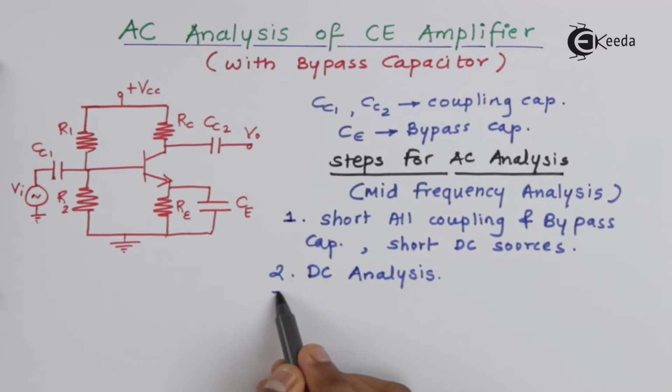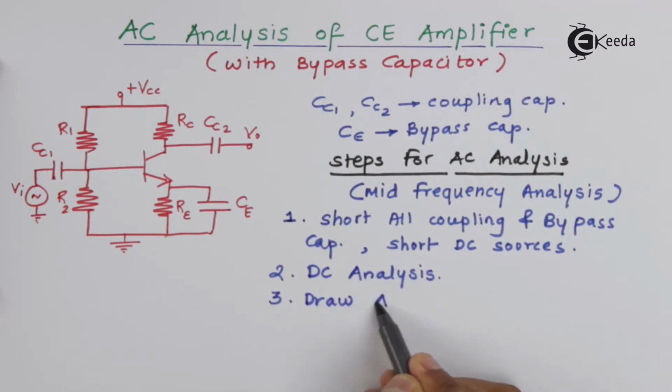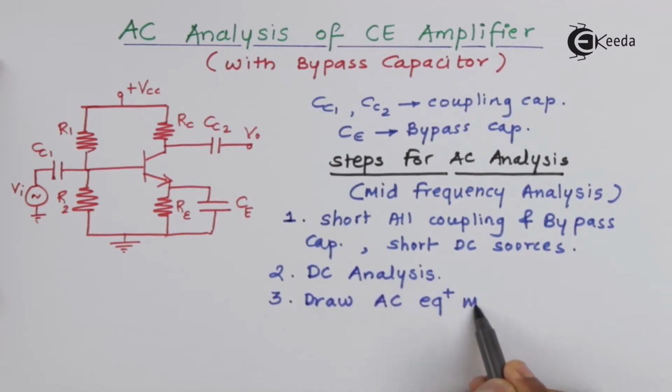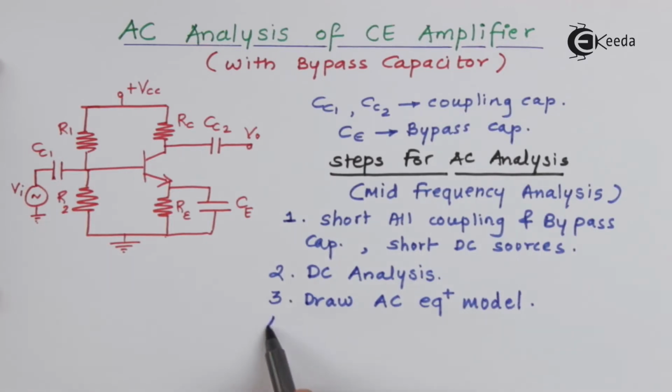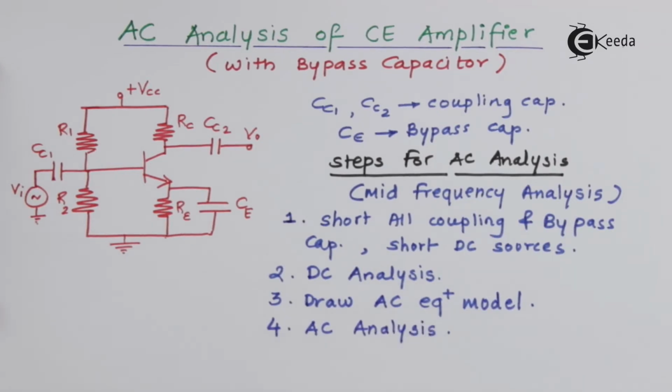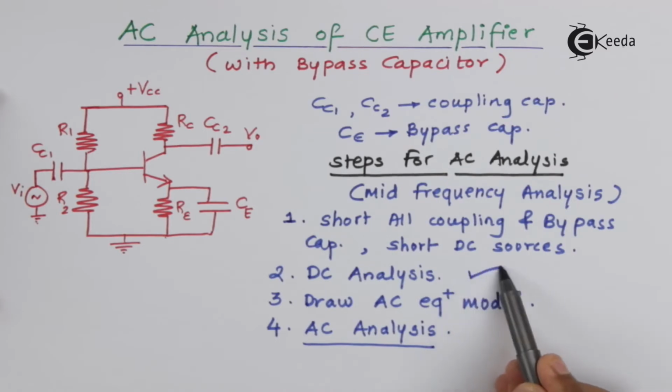The third step is to draw the AC equivalent model, and then we will go for AC analysis. The actual thing in this particular video is AC analysis, for which we have to short all the coupling and bypass capacitors and short all the DC sources. This DC analysis we have already done in the previous videos, so we will not repeat it over here. We will start from this third step.